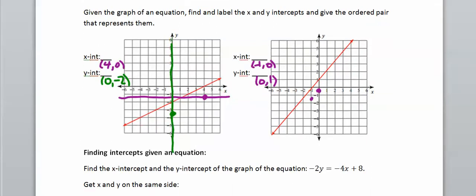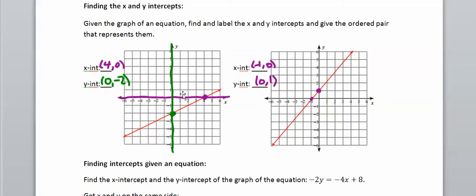One of the key things with x and y intercepts that you need to notice is that for both of these x-intercepts, what do you notice about the y values? What you should notice is that they're both 0, and that's because every y value on the x-axis is 0. And for the y-intercept, you should have noticed that both of the x values were 0, and that's because every x value on my y-axis, all the way up and down, is going to be 0 because I'm not moving to the left or the right.